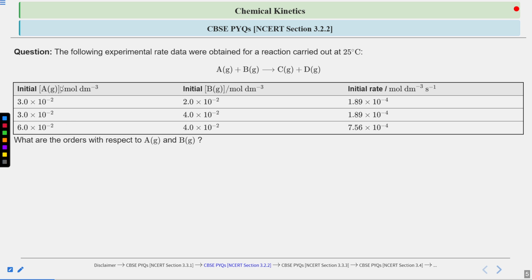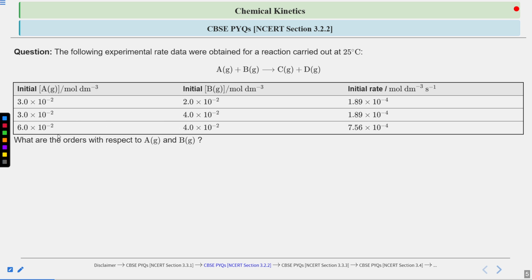Initial concentration for reactant A is given as 3 times 10 to the power minus 2. Initial concentration of B is 2 times 10 to the power minus 2. Rate initially is given as 1.89 times 10 to the power minus 4. Similarly, when you do the second experiment and change the initial concentrations of A and B, A remains the same, the B concentration will double, and the initial rate will become 1.89 times 10 to the power minus 4.